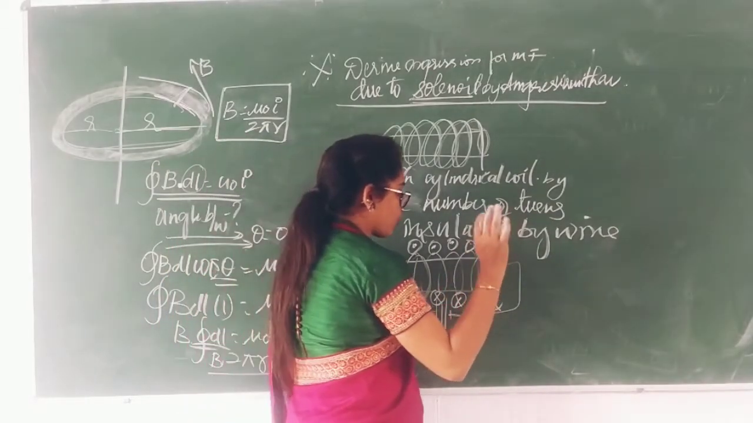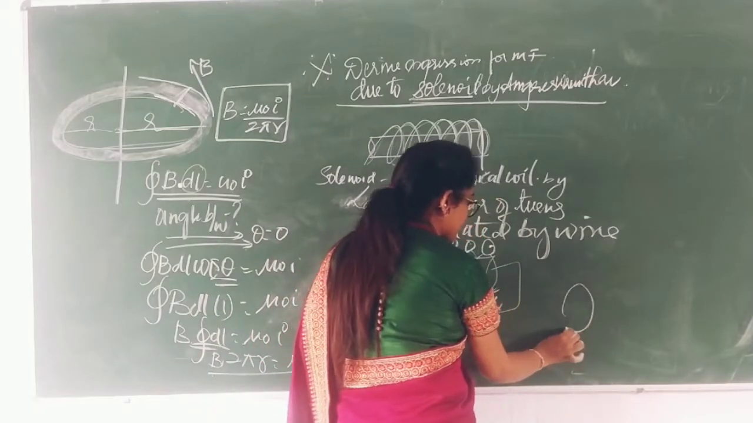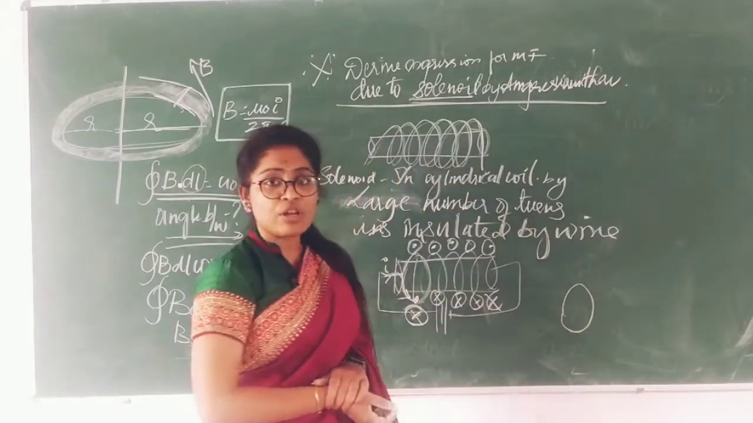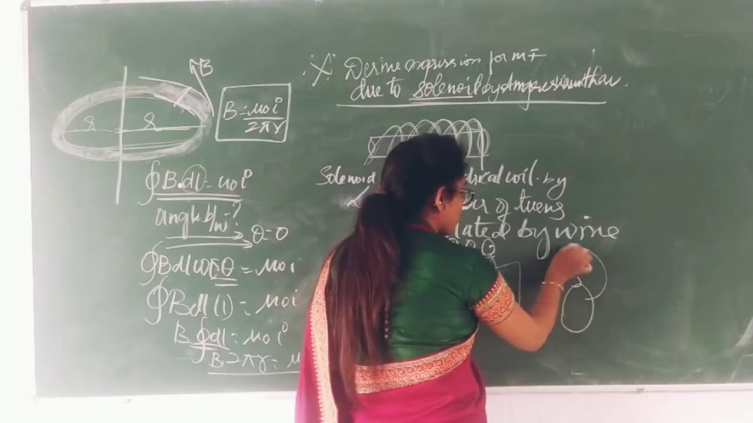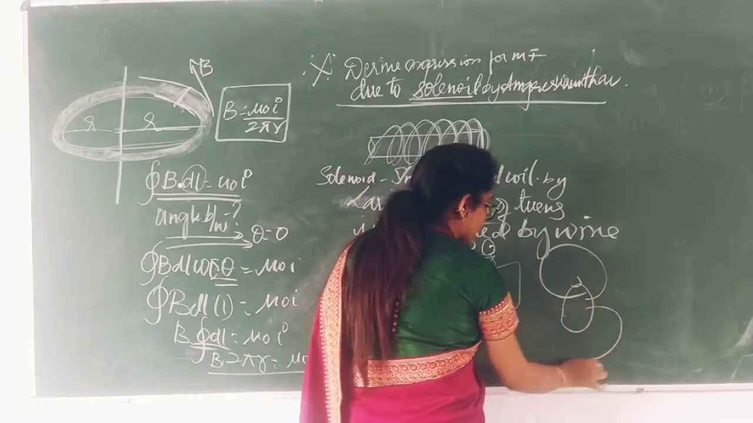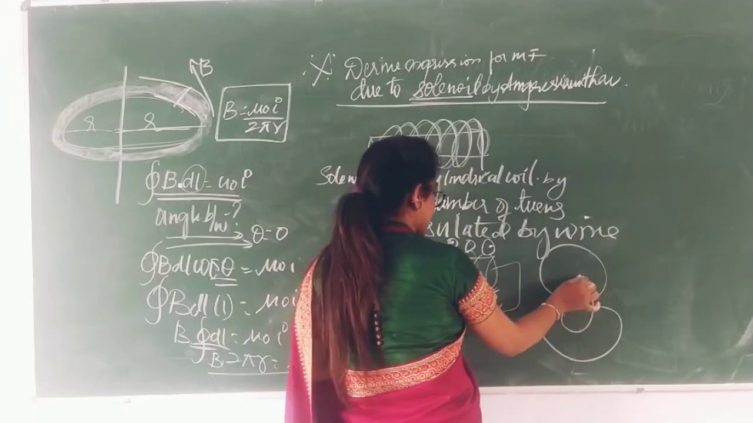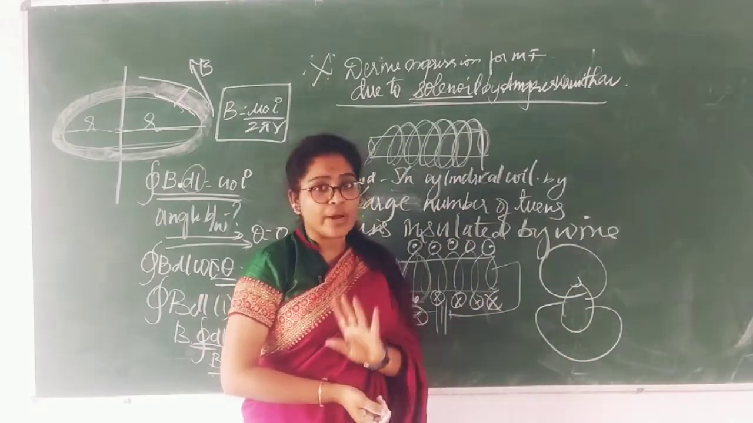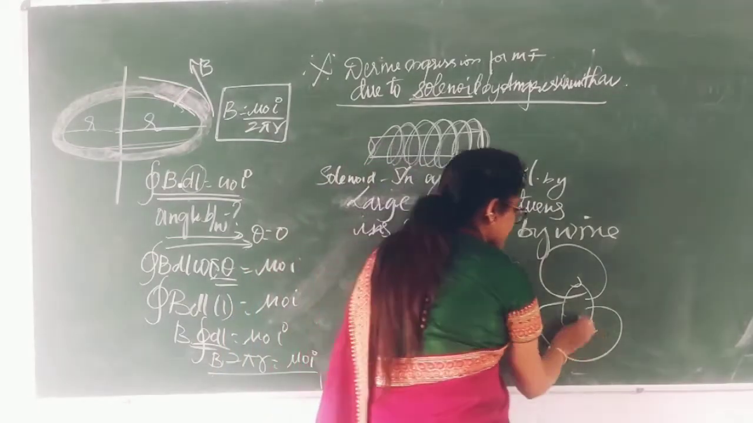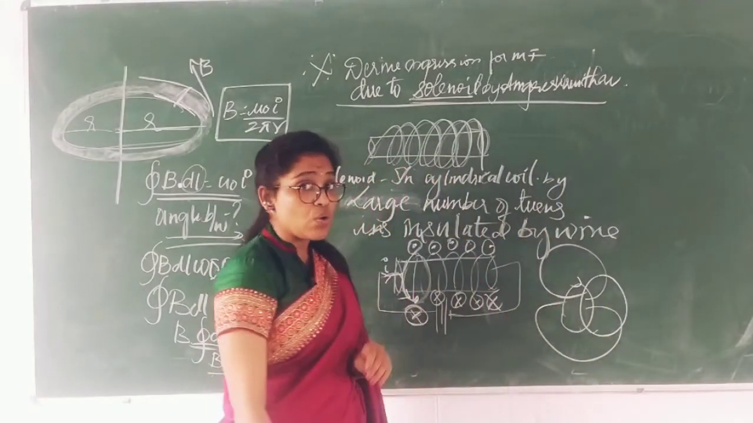Okay, how will the magnetic field be? Let me write for one coil like this. Let us consider for one coil how the magnetic field will be. The current is going inside here. So my loop will be like this, and here it is outside, here it is inside, here it is outside. So my magnetic field will be like this. This is for one turn.